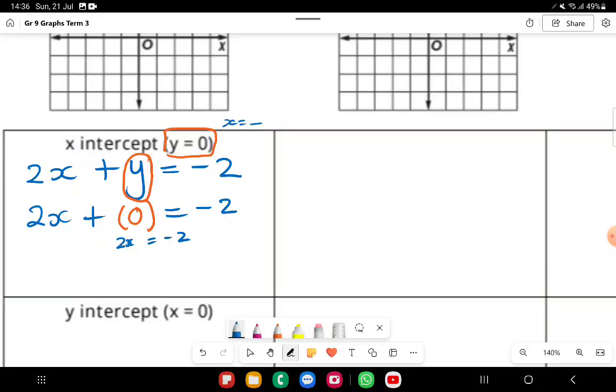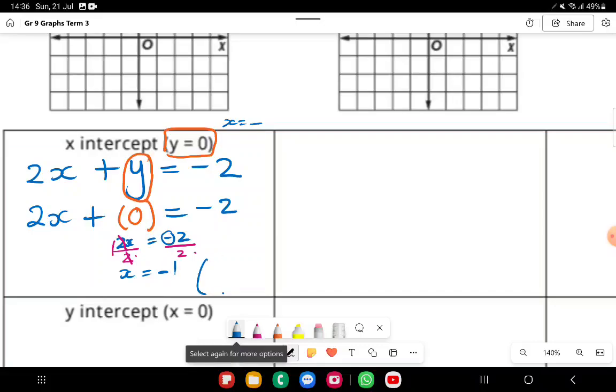Now the answer that we want here should be x equals a number. So I want to get rid of that 2. I'm going to divide by 2 because that's 2 times x. The opposite of 2 times x is dividing by 2. 2 divided by 2 is 1, and that's what I want, 1x. And on this side, divide by 2, because what I do here, I must do there. So that means that x is equal to, don't forget this minus sign, -1.